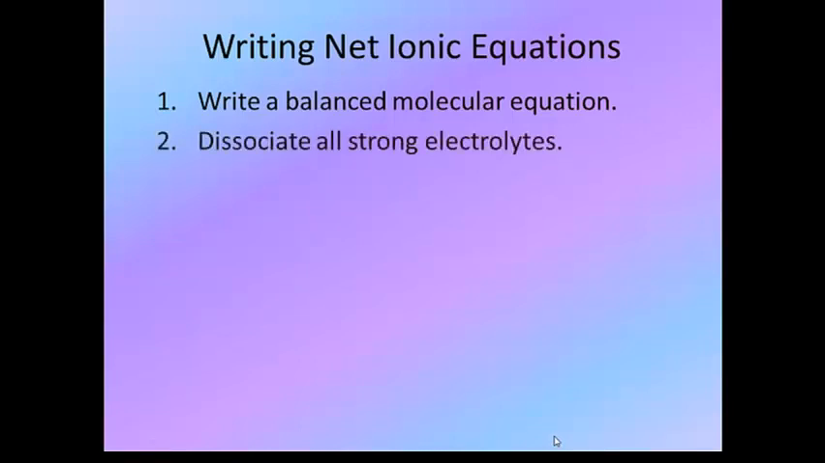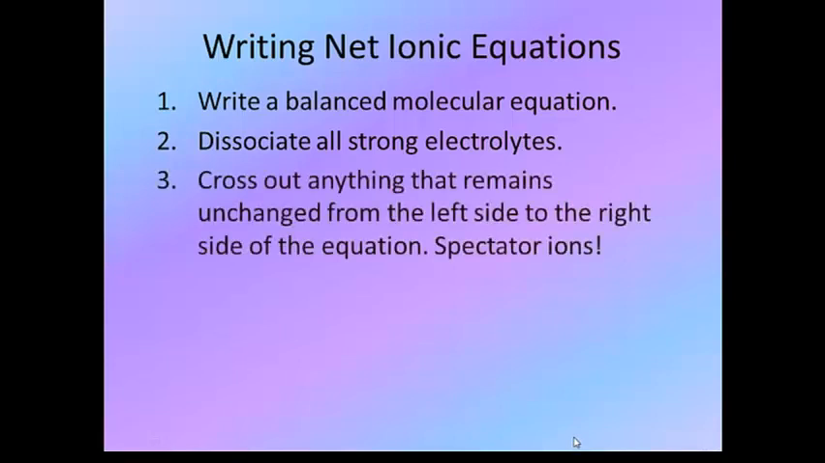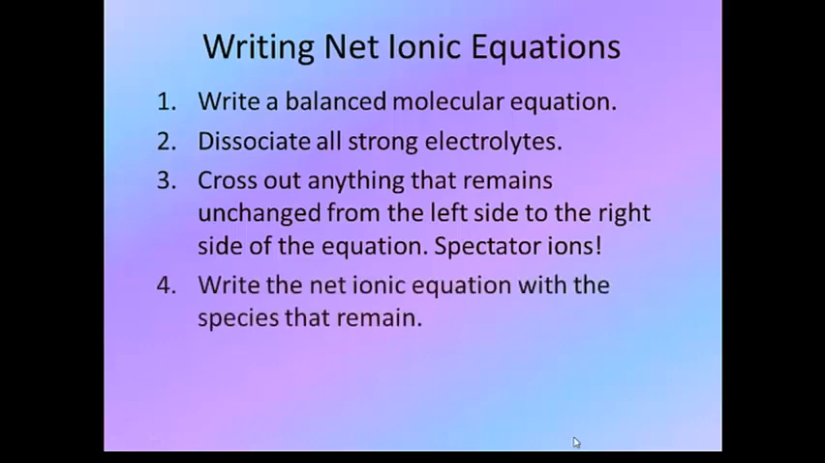Step number 2, after balancing, dissociate all strong electrolytes. In other words, separate them into their ion forms. Step 3, cross out anything that remains unchanged from the left side to the right side of the equation. Those are the spectator ions. Step number 4, write the net ionic equation with the species that remain after you removed the spectator ions.